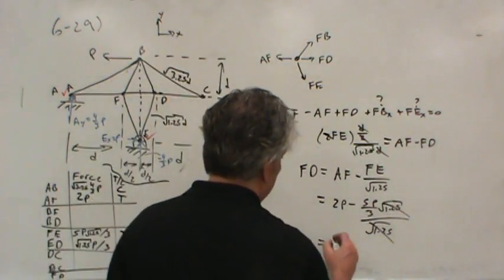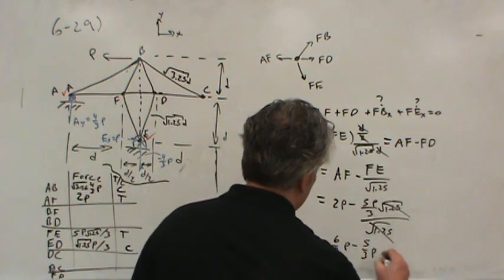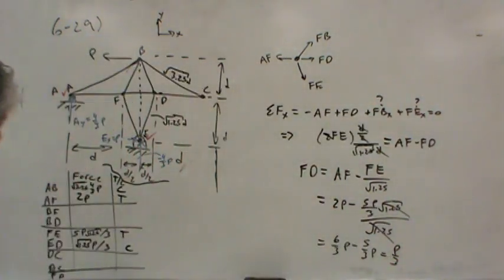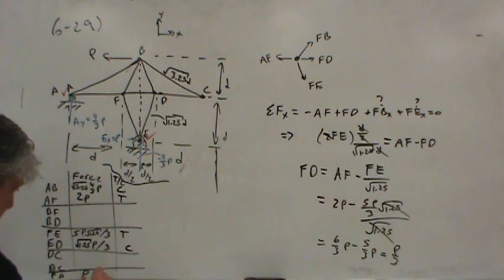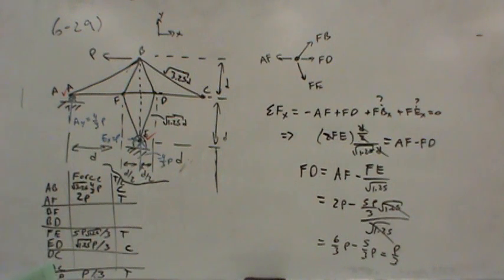And 2p is the same thing as 6/3 p minus 5/3 p. So 6 minus 5 is 1, so this is p over 3. So FD is simply p over 3, and it's positive, so it is a tensile load. All right, so we're making progress.